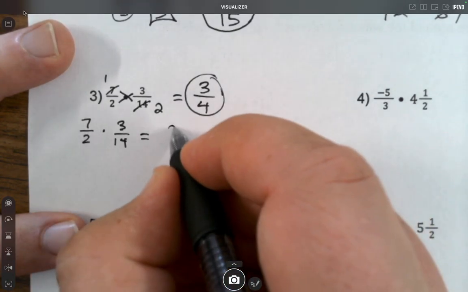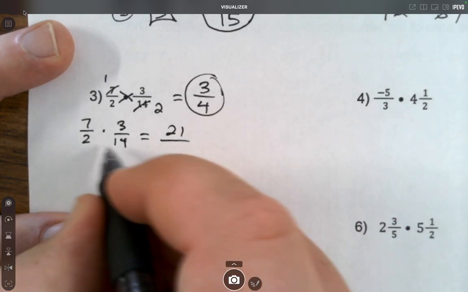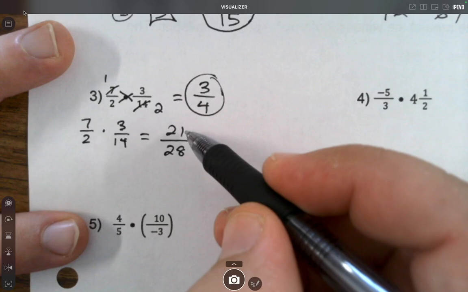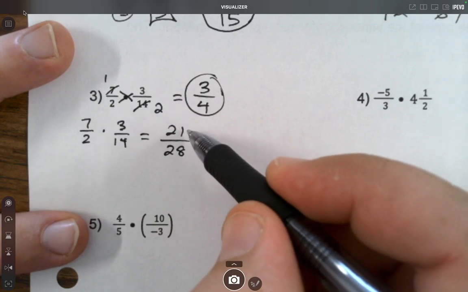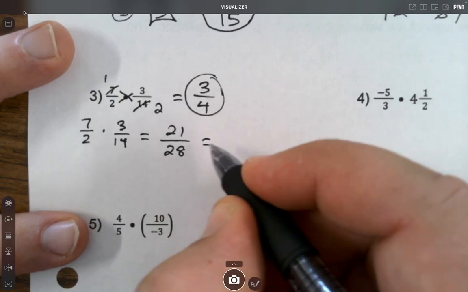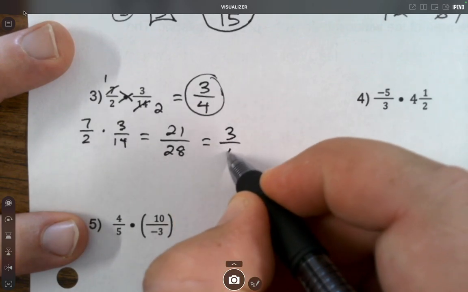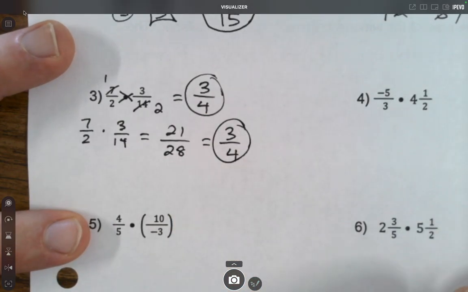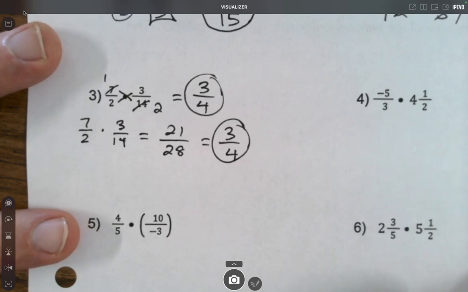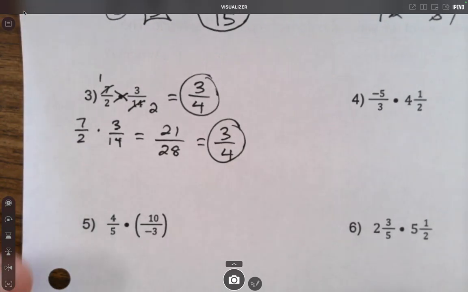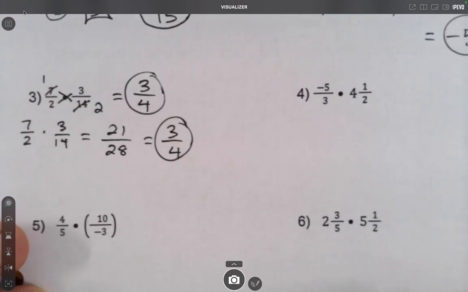7 times 3 is 21. 2 times 14 is 28. And as we look at these, we can reduce because they're both divisible by 7. 21 divided by 7 is 3. 28 divided by 7 is 4. So you can see we get the same answer either way. And depending on the problem, it may or may not be a whole lot more complicated either way, but getting rid of the cross products almost always helps.